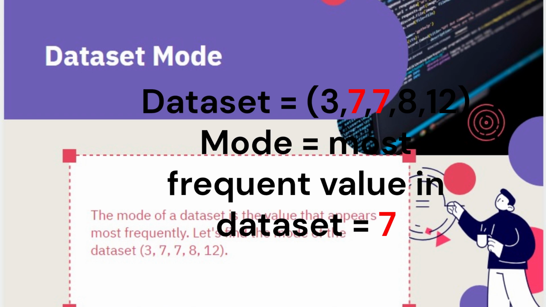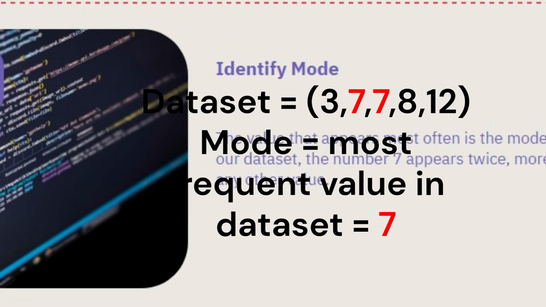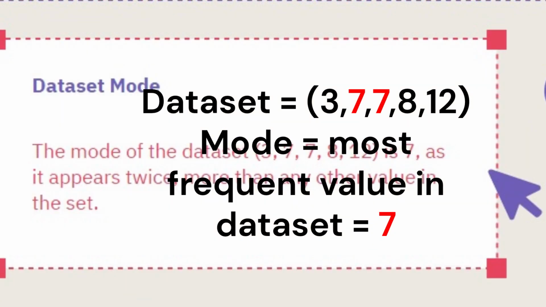Now onto the mode. The mode is the number that appears most frequently in a data set. It's a useful statistic for understanding the most common occurrences in your data. In our data set of 3, 7, 7, 8, and 12, the number 7 appears twice, which is the highest number of appearances in this data set. That makes it the mode.